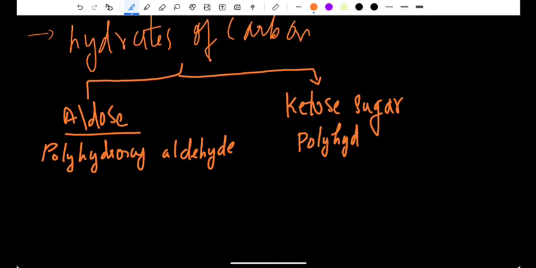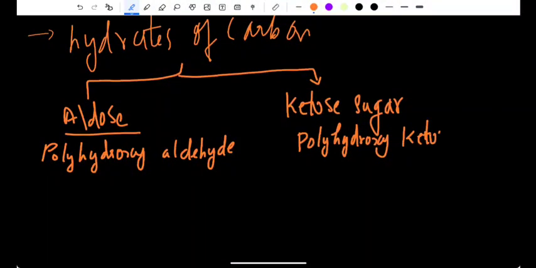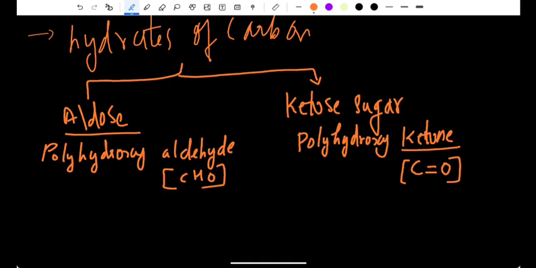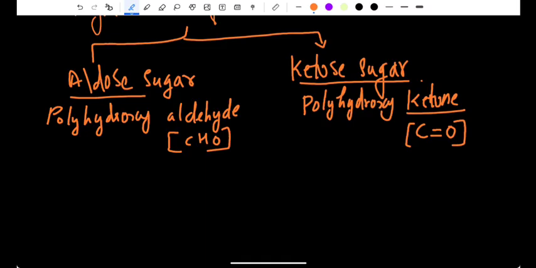And ketose sugar we can say is polyhydroxy ketone. Why is it called ketone? Because a C double bond O is attached to the carbohydrate. Here aldehyde means the additional group will be aldehyde, that is CHO. So if aldehyde is present, then it is aldose sugar. If ketone is present, it is ketose sugar.